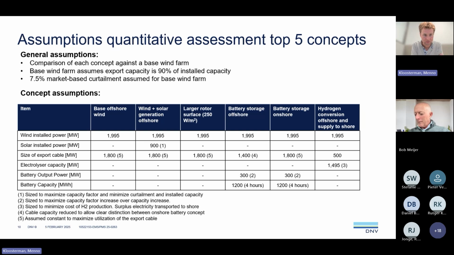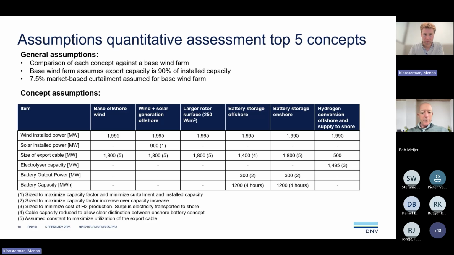So we assumed 900 megawatts of solar. In the case of the hydrogen concept, we assumed that 2/3 of the capacity would be the electrolyzer, and then 1/3 still the export of electricity. In case of the battery concepts, we had a standard battery output power of 300 megawatts with a 4-hour capacity, where you can see here that in case of the battery offshore, and that's an important assumption, we wanted to distinguish between onshore and offshore battery storage.